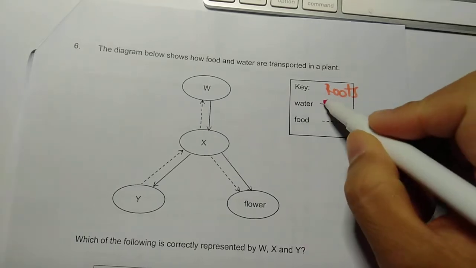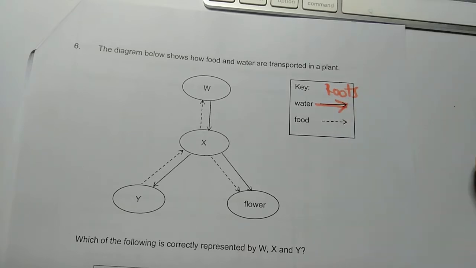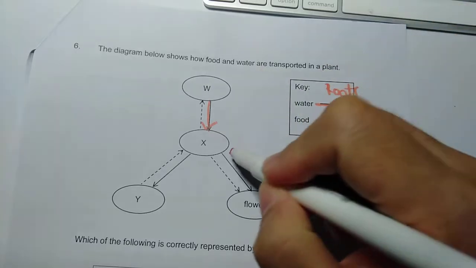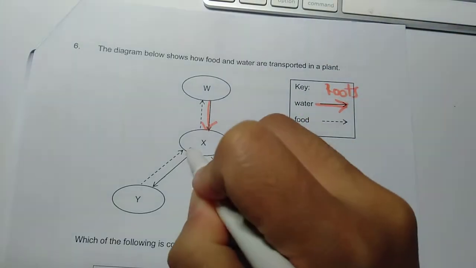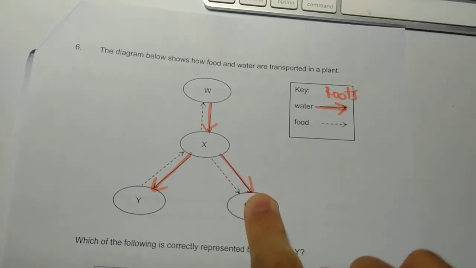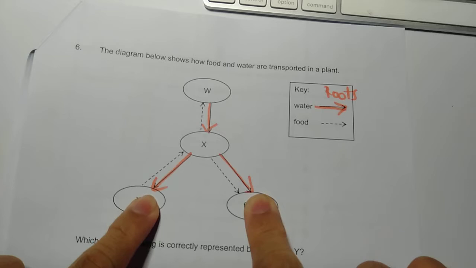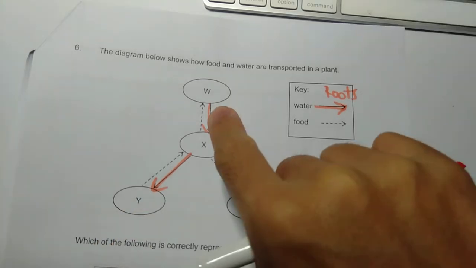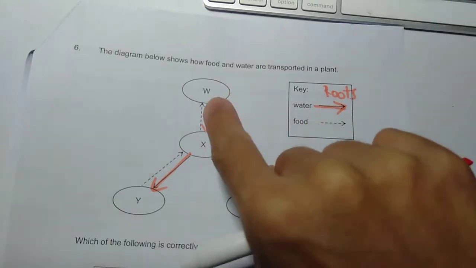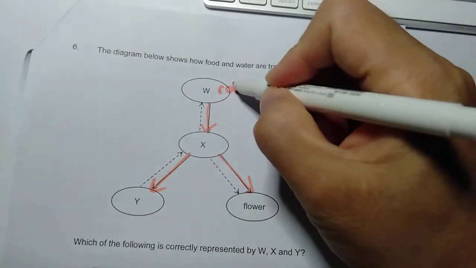So I know the dark arrow here, the bold arrow, is the water. So I look for the bold arrow. Okay, it's moving here, here. So where does this start from? Not here, it reaches here. Not here, the arrow reaches this point. So it starts from W, right? Water is moving from W. This tells me W must be the roots.